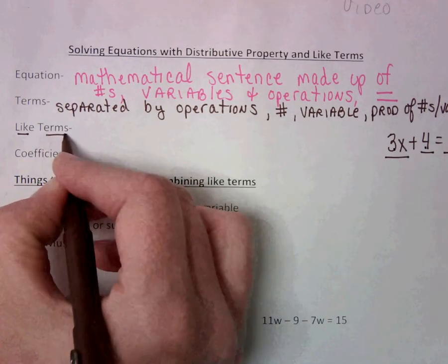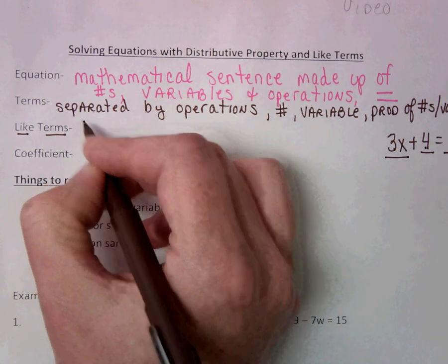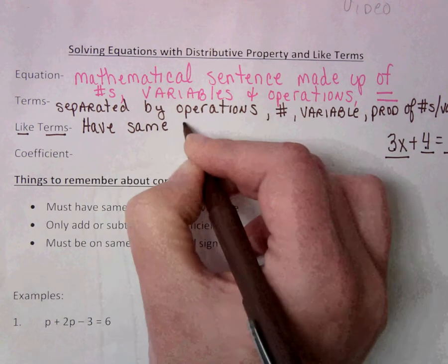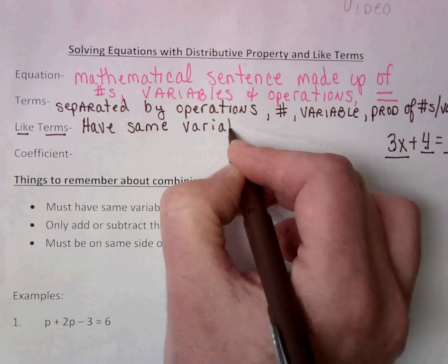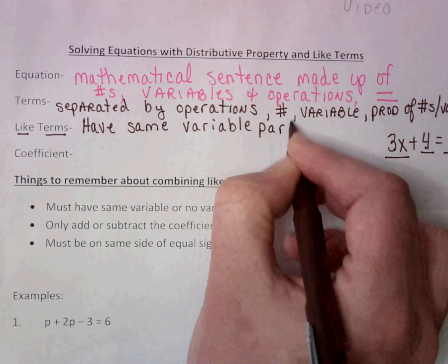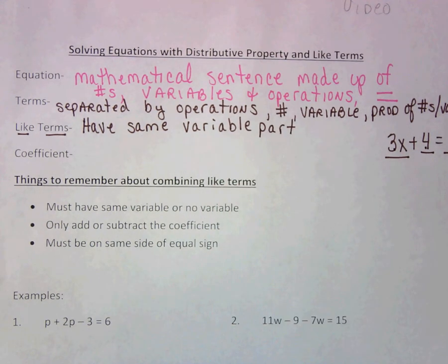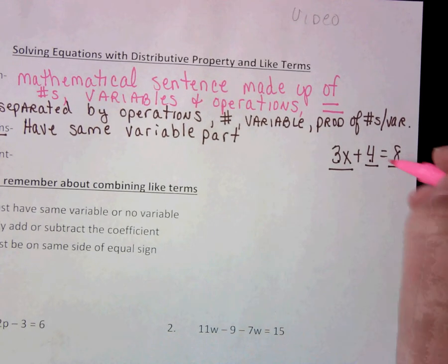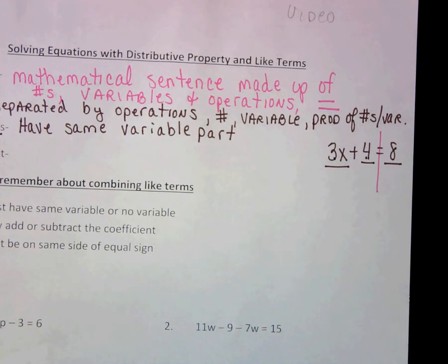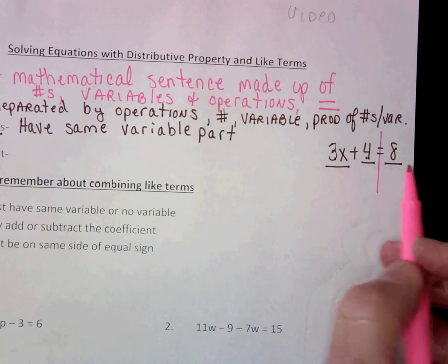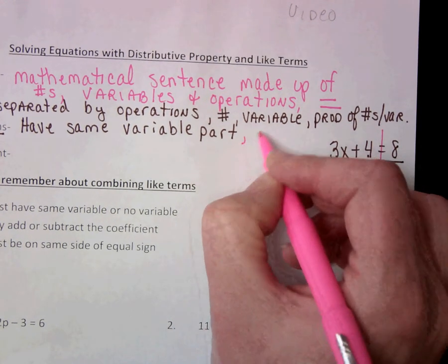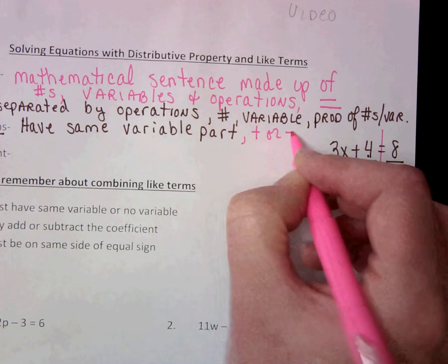Remember, like terms are terms that have the same variable part. So in this equation I gave you over here, there aren't any like terms. And they have to be on the same side of the equal sign. So notice, yes, we're going to end up putting 4 and 8 together, but right now these are not like terms. Like terms we always put together by adding or subtracting.